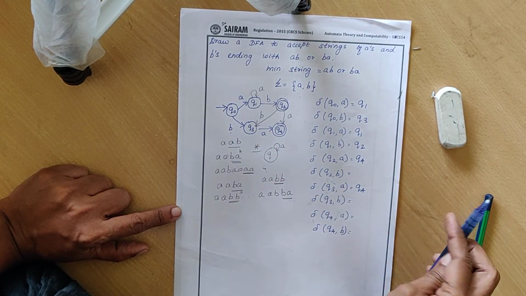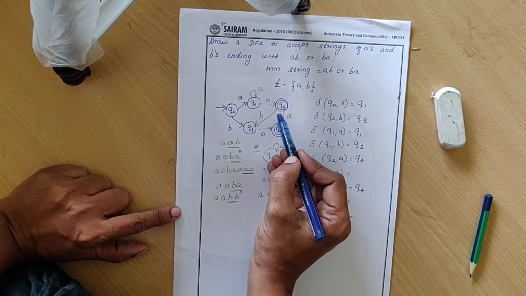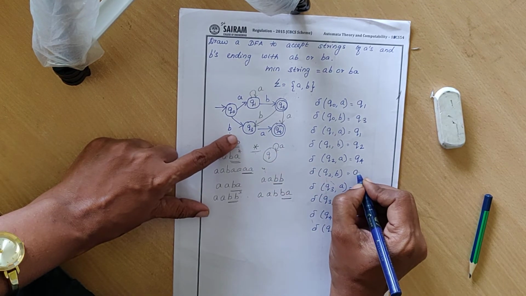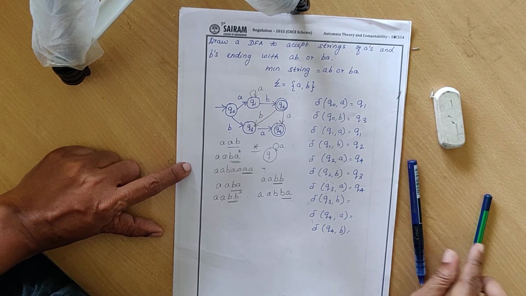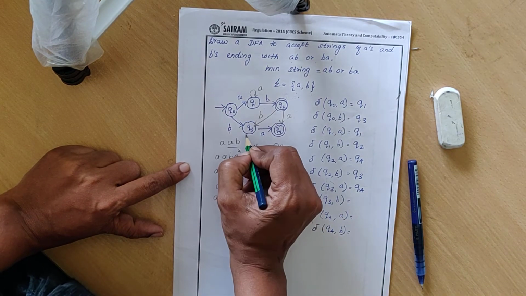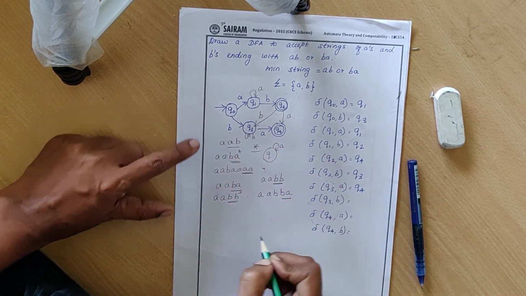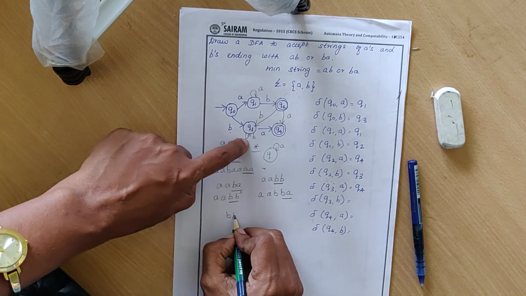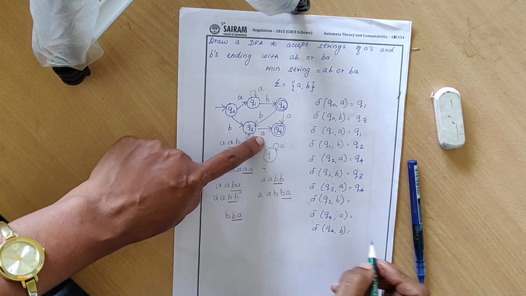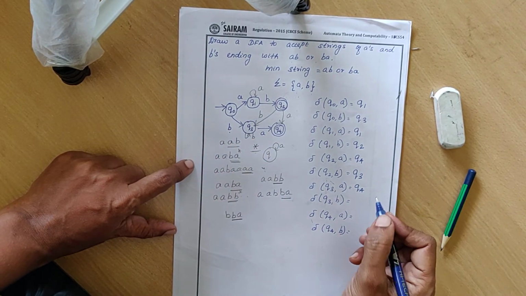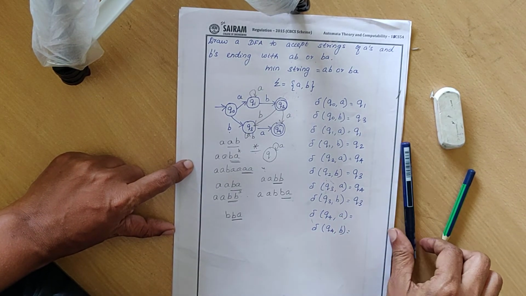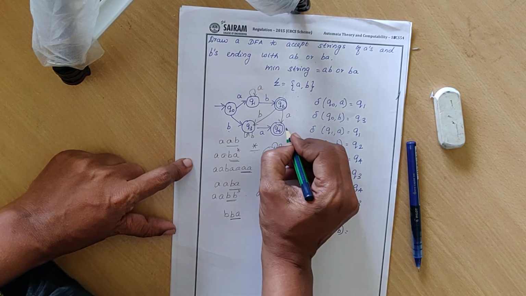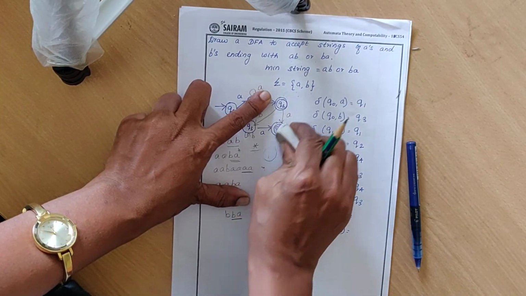So what I have to write here: Q2, when it takes B, it is moving to Q3. Similarly, Q3 comma B. I'll check with self, write the string B, A. It is ending with BA, so this marking is correct. So Q3 comma B is Q3. Next is Q4 comma A.